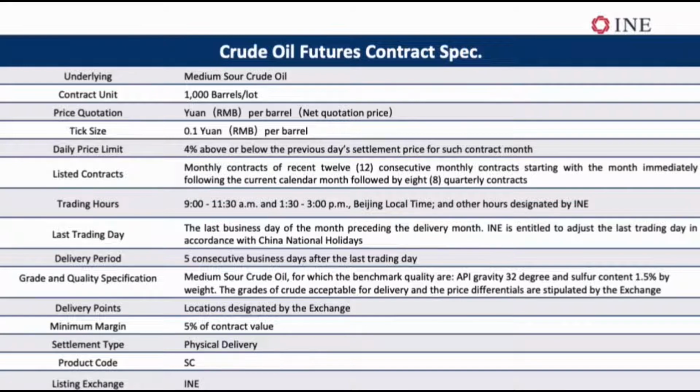A lot of people would ask why INE chose medium sour crude as the underlying quality. This is because medium sour crude accounts for more than 40% of global oil production. And in addition to this, for China and its neighboring countries such as Japan and South Korea, medium sour crude is the most widely used feedstock for the refineries, and it is the crude stream that China imports the most.